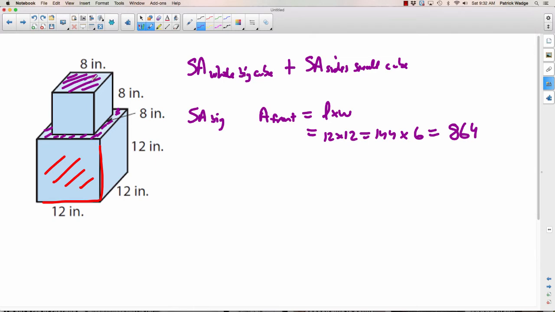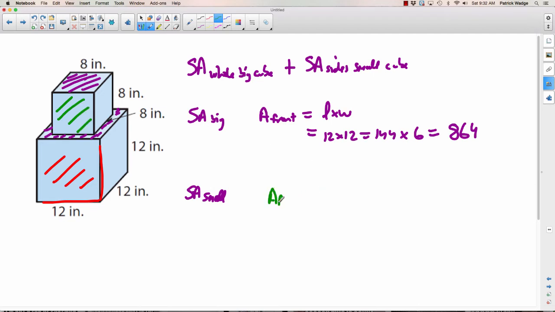And definitely reach out and ask me questions. I'm here for you. All right, now we just need to get the surface area of the sides in the small one. Well, that's not bad because, again, this is a cube. So all we need to do is get the area of one face. I'll get this one, I guess.